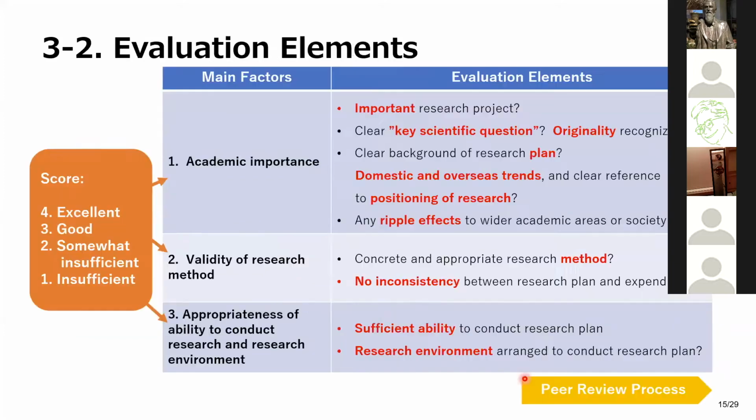Okay, this is the list of evaluation elements, and they should be recognized in your research proposal. The first factor consists of 4 elements, or rather you might say 6 or 7 elements. And these are what you have to describe in your proposal, and the score will be given from 1 to 4 to this first factor, based on if these elements are explained sufficiently.